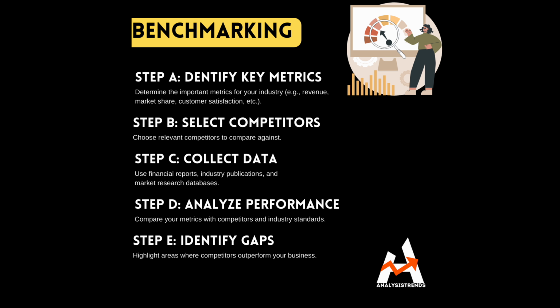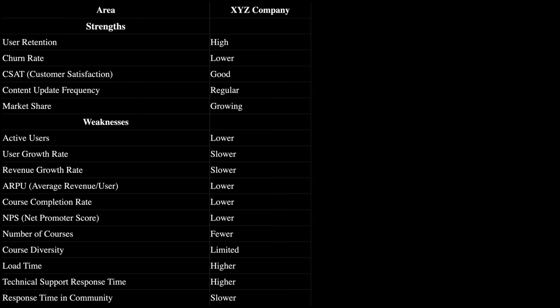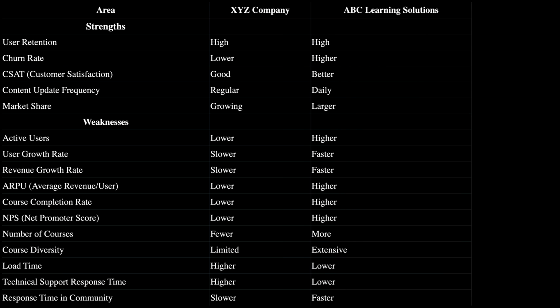Next is identifying the gaps. By doing this, we divide the areas into strengths and weaknesses of all the user metrics. In strengths, where are we doing good? User retention, we are doing good. Churn rate, we are comparatively lower, while ABC is higher. Content update frequency, we update regularly, while they do it daily. Market share is growing and larger.